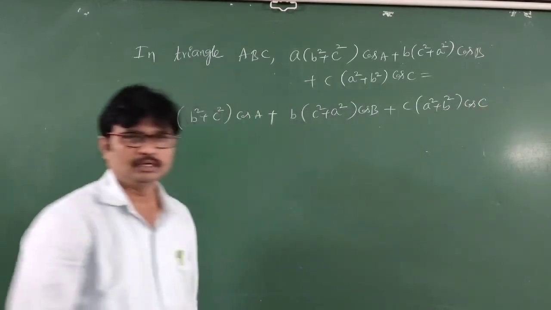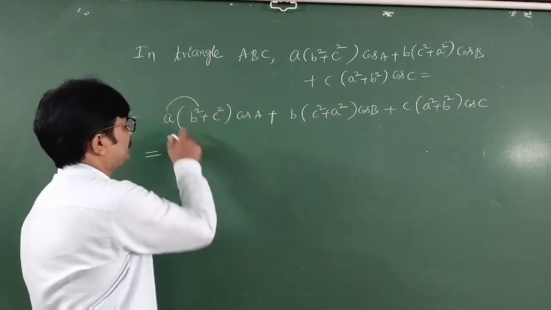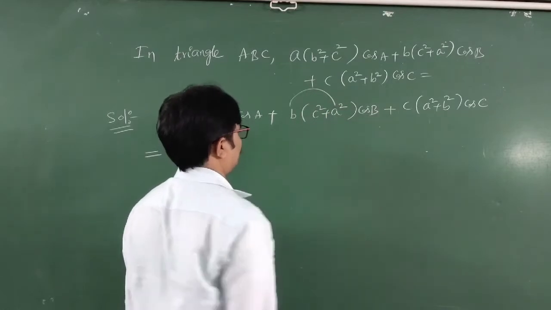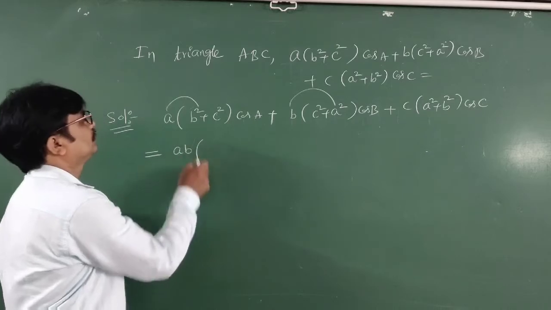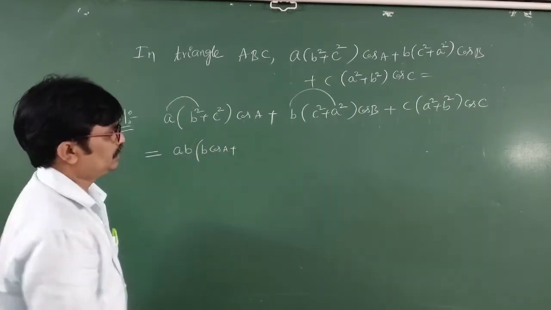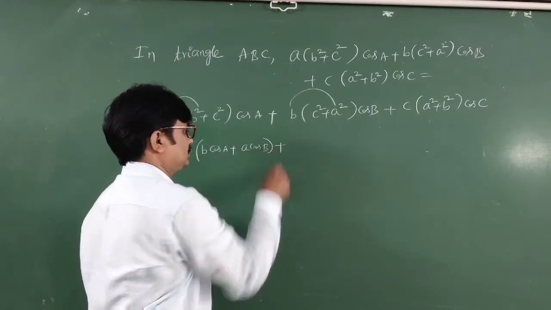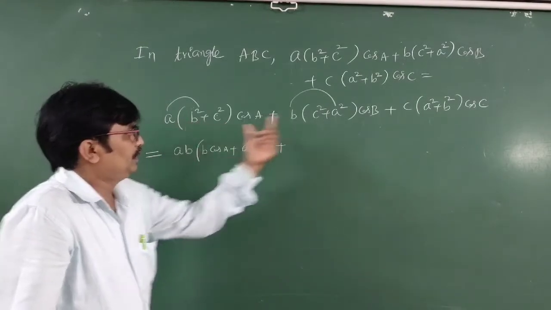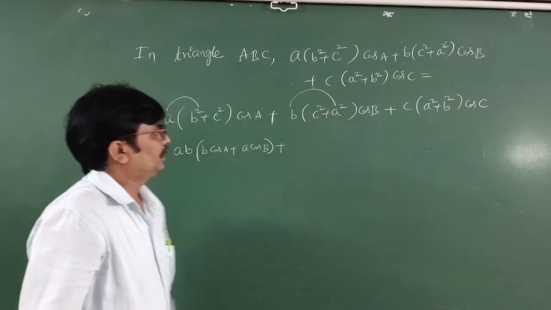Right now students, here there is ab² cos A, and also a²b cos B. Now students, we have to take the common ab. So when we are taking ab, there is b cos A, there is a cos B. Okay students, so this is the logic here. First we are taking the common ab. Here ab, there is b cos A, there is a cos B.